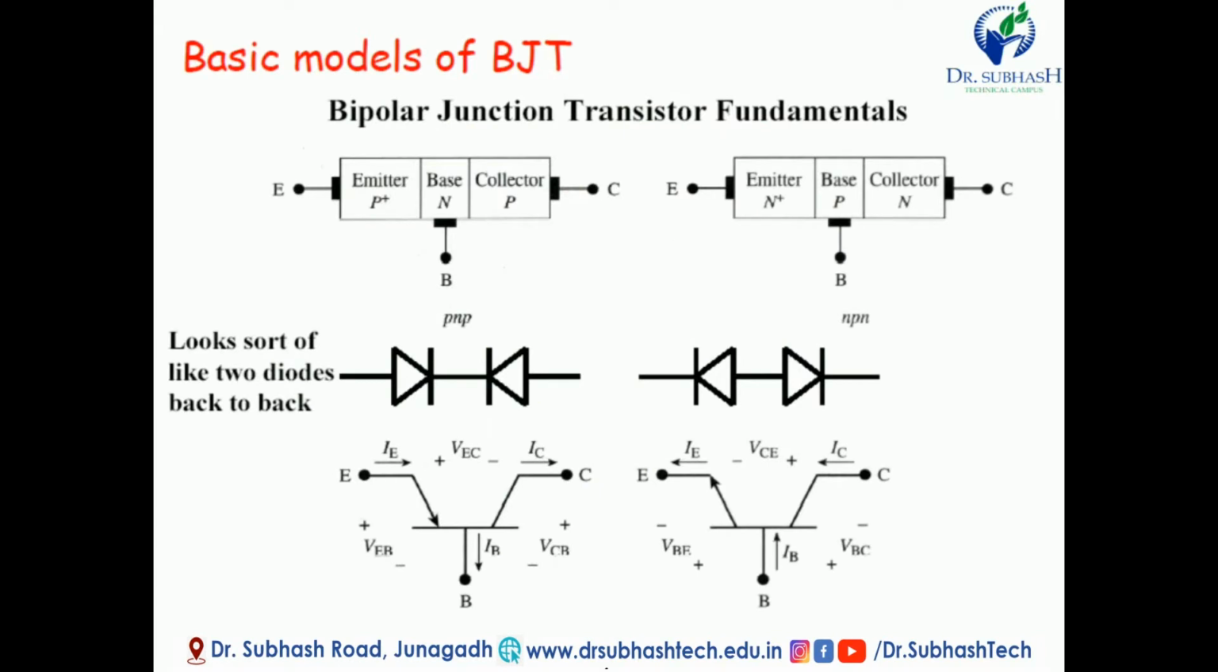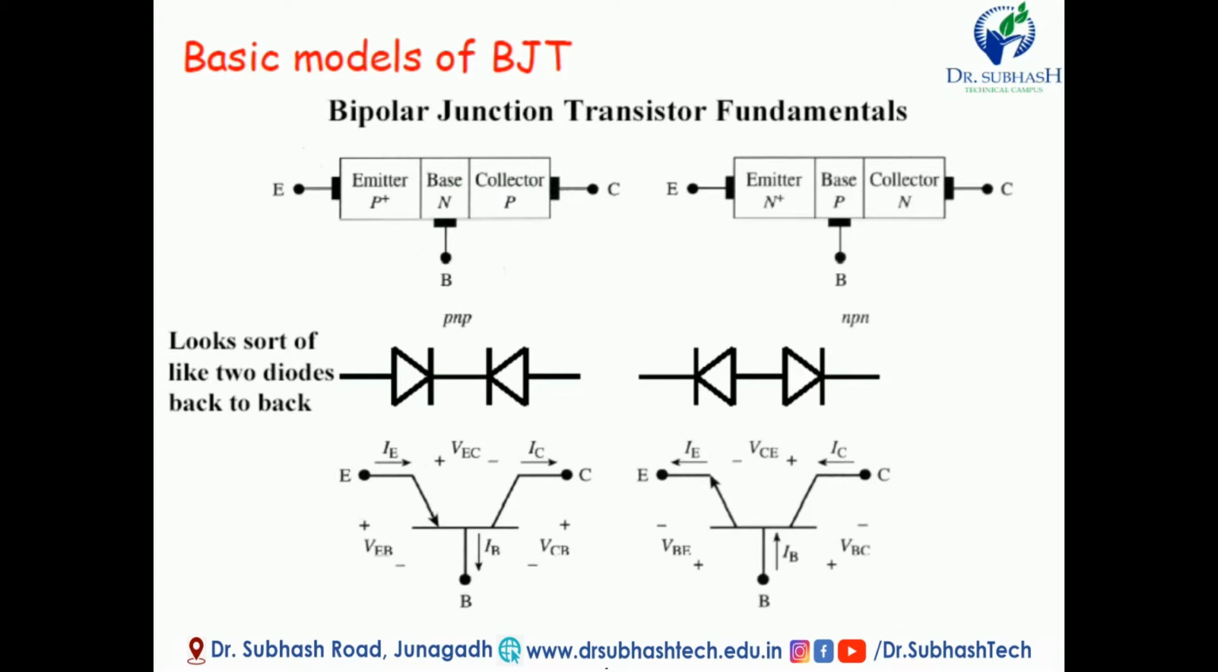The first one, we start with the basic model of BJT. In this section, we will discuss the basic structure, the terminal indication and the terminal names of BJT. Two types of transistor are available. The first type is the PNP transistor and the second type is the NPN transistor. These two types we will see in this slide.